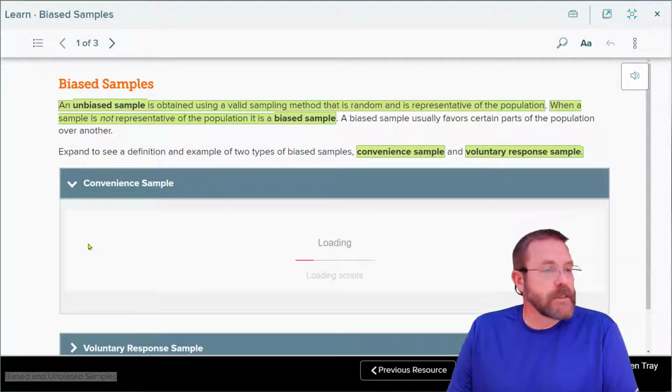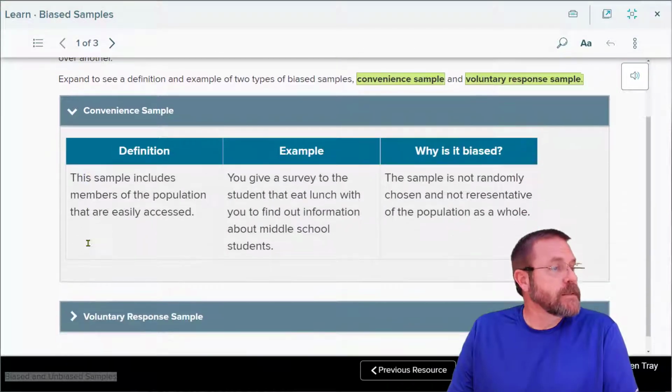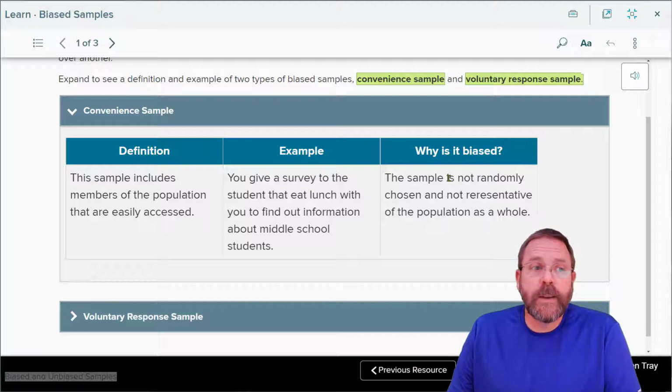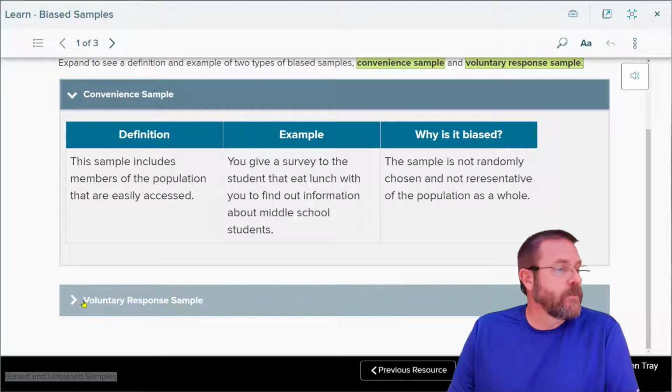A convenience sample is a sample that includes members of the population that are easily accessed. You give the survey to the students that eat lunch with you to find out information about the middle school students. This is not going to be a randomly chosen sample, and it's not representative of the whole population, because the people you eat lunch with probably think more or less along the same lines you do.